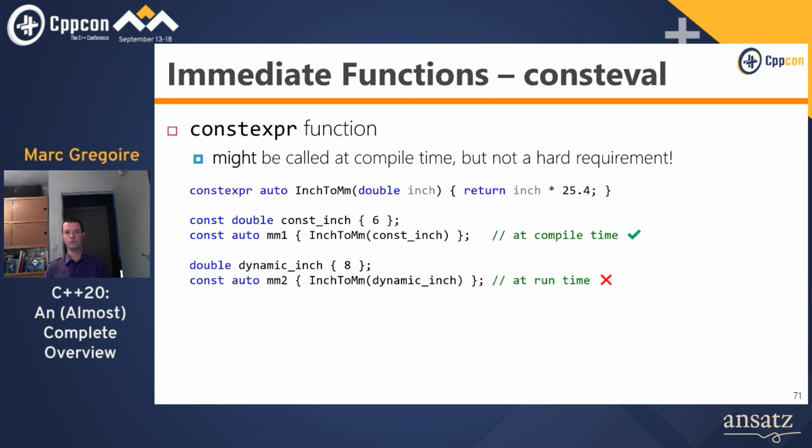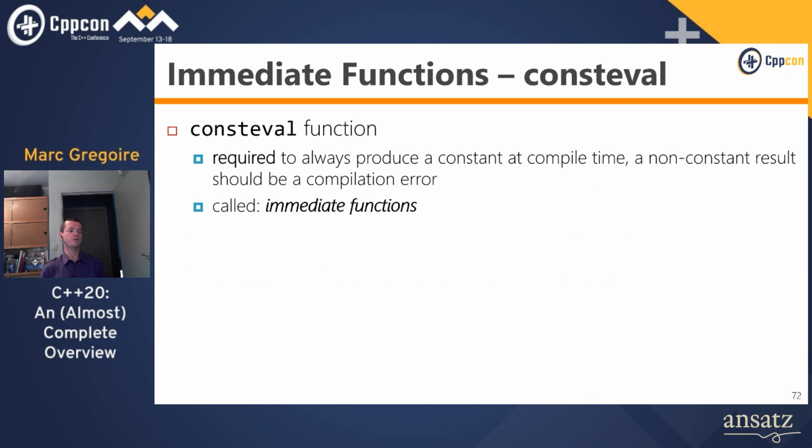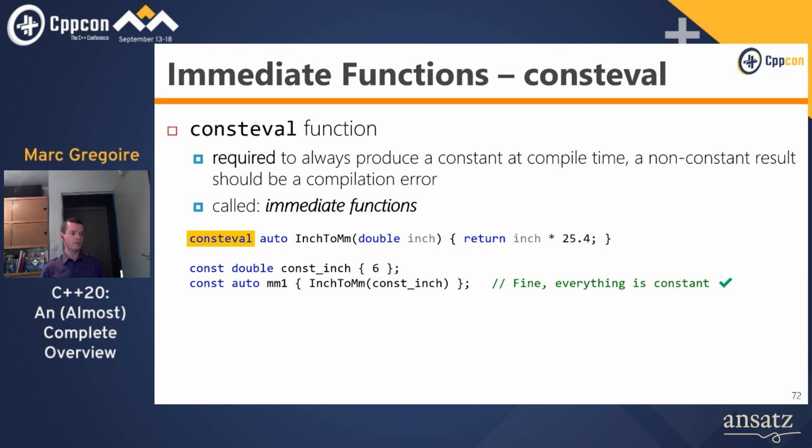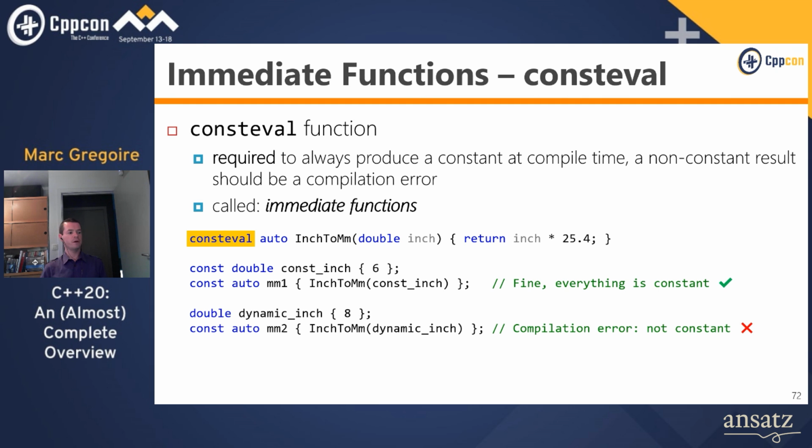And sometimes this is not what you want, and if that's not what you want, you can turn your function into a so-called immediate function using the consteval keyword. So instead of using constexpr, I just specify consteval and the rest remains the same. Now, if I call this with a const double, of course, everything is still fine, everything is done at compile time. But if I call it with a non-const double, then I will actually get a compilation error because the compiler cannot evaluate this at compile time.